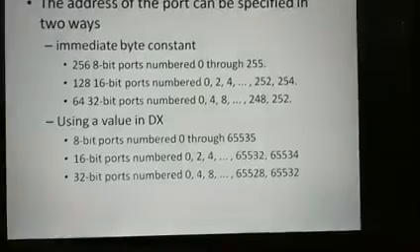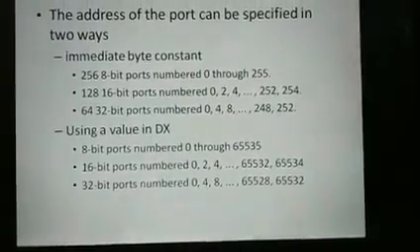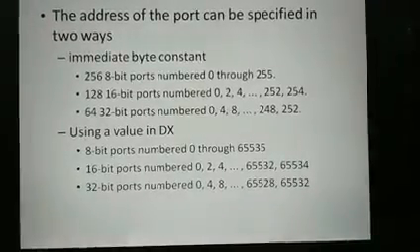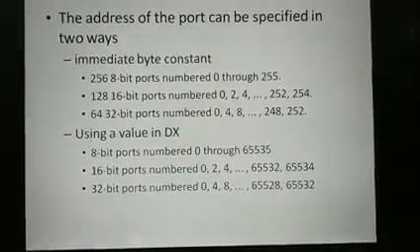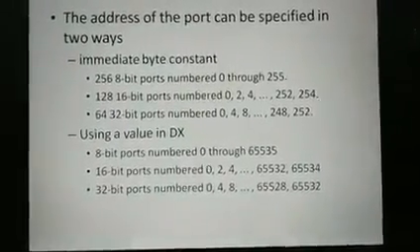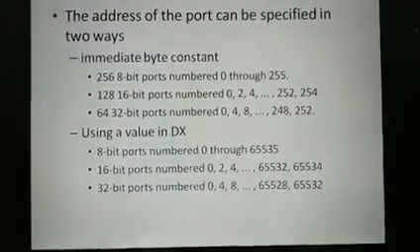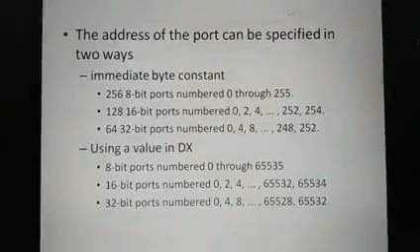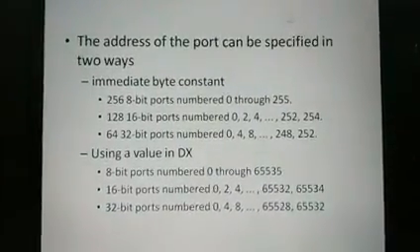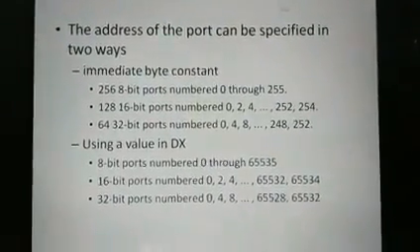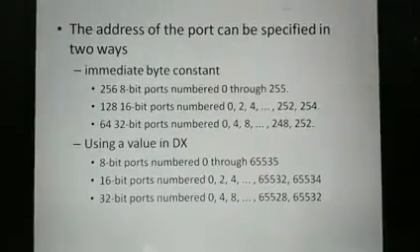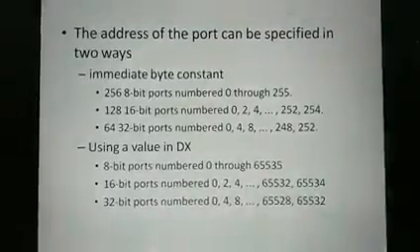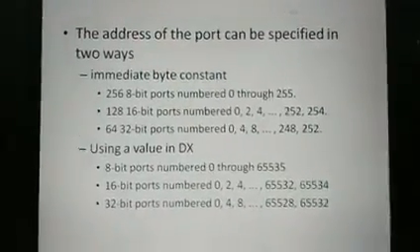What does that mean? Immediate byte transfer means from your port you can directly transfer the data to any general purpose register by using an 8-bit port, a 16-bit port or a 32-bit port. And the second one is using a value in DX, which means in that case you are using the DX register as an intermediator. First you have to transfer the value from the port to the DX register, then from the DX register to any general purpose register. So we can say that you are using DX as an intermediator.